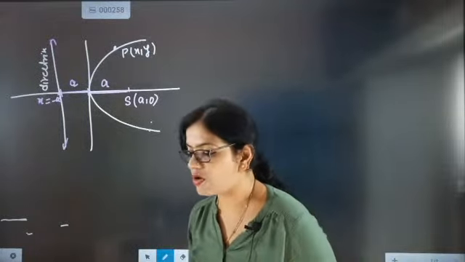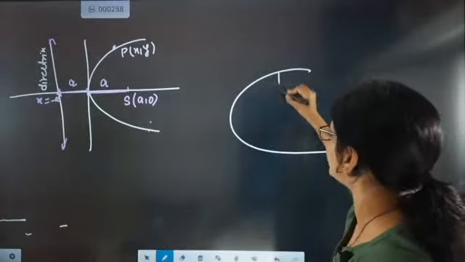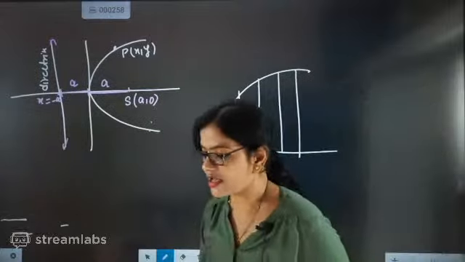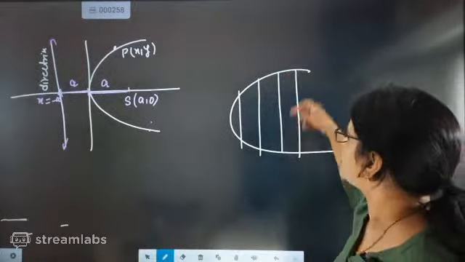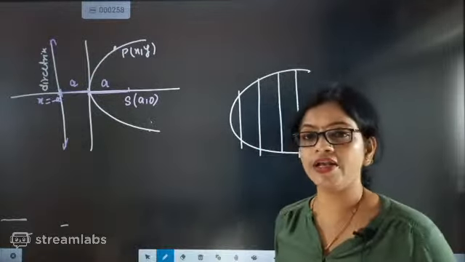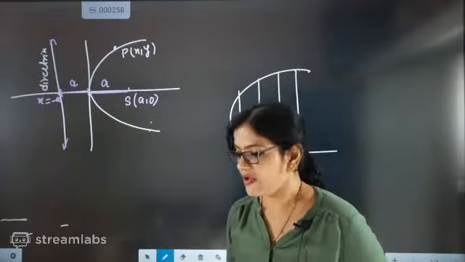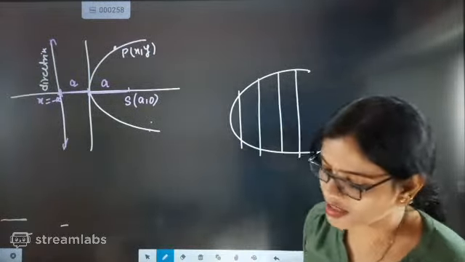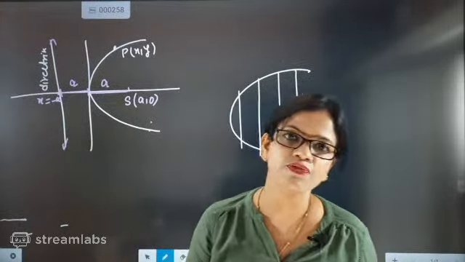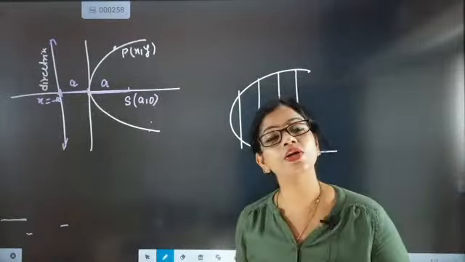latus rectum and double ordinate. So we discussed double ordinates. In that section I discussed that double ordinates are nothing but different chords which touch the curve. But the ordinate which passes through the focus is called the latus rectum. So now we are going to understand why the latus rectum is going to be 4a.